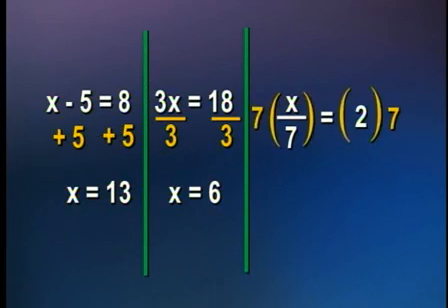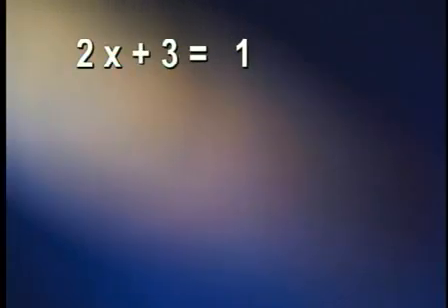We multiply. If we multiply the left side by 7, we must also multiply the right side by 7. And therefore, we get 2 times 7, which is 14. Checking, 14 divided by 7 equals 2. Yes, it does. The next equation takes 2 steps to solve.